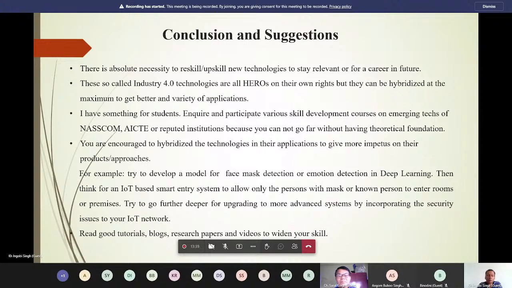learning. Then think of an IoT-based smart entry system to allow only the persons with the mask to enter the room or premises. Try to go further, deeper, for upgrading to more advanced systems by incorporating the security issues to your IoT networks. And finally, read good books, good tutorials, blogs, research papers, and videos to widen your knowledge.